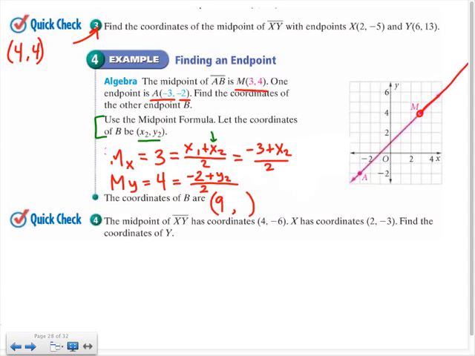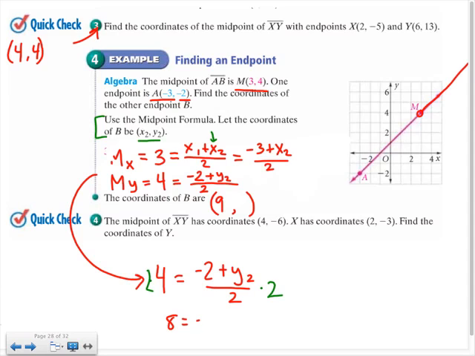So again, I'll do a little bit of algebra, and I'll carry my work down below. Multiply both sides by 2. Add 2 to both sides. And I find that y2 equals 10. So the y-coordinate of endpoint B is 10.